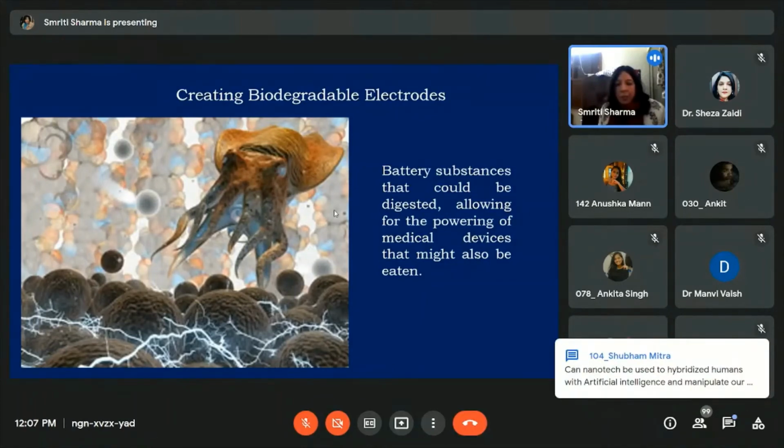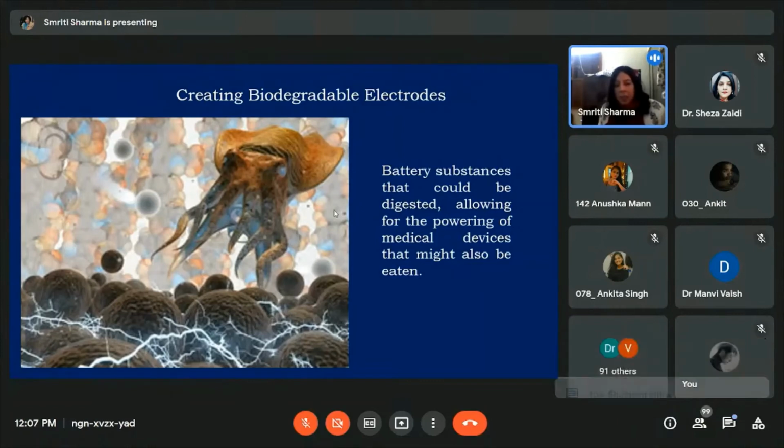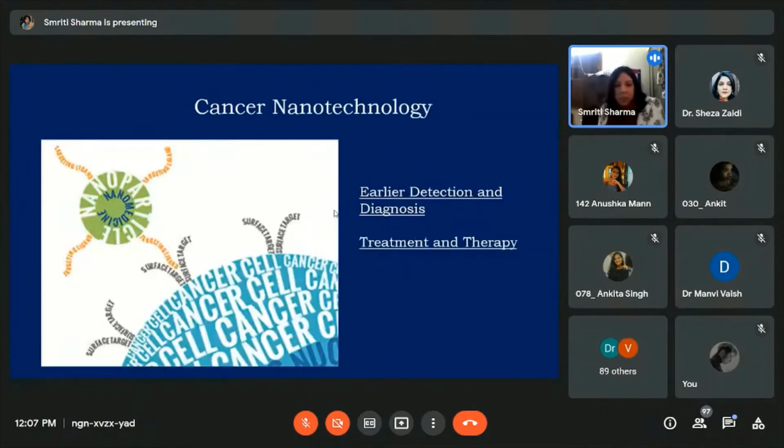Say, for example, someone has a heart issue and has to be implanted with a pacemaker. They say now that the battery is there. So they're trying to make a battery that will digest itself, that the body will consume it. That is also something on which work is being done.